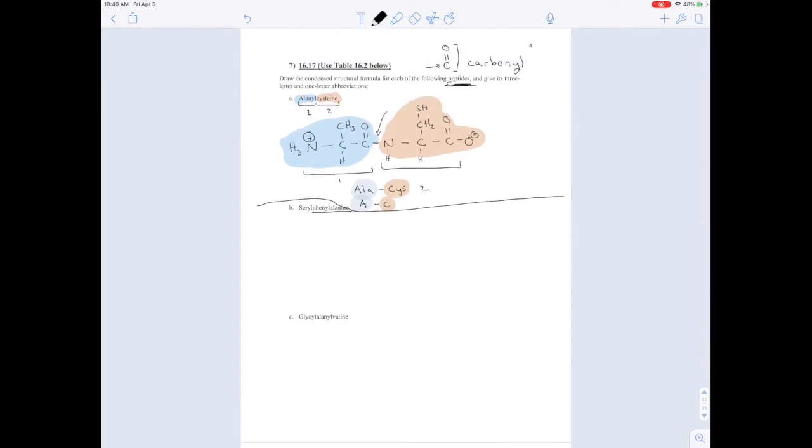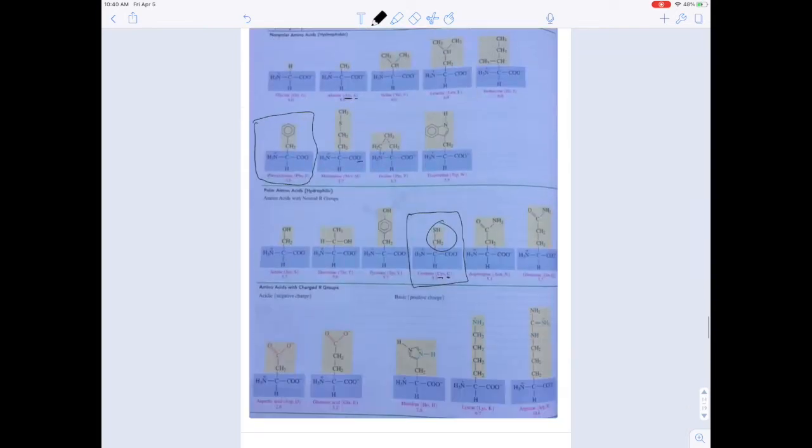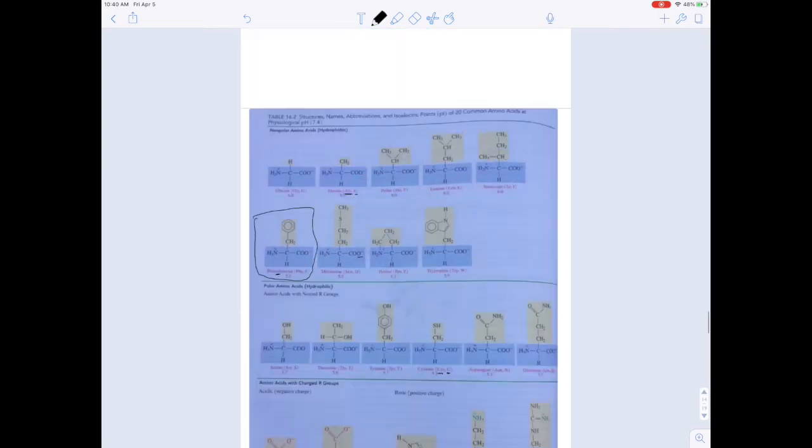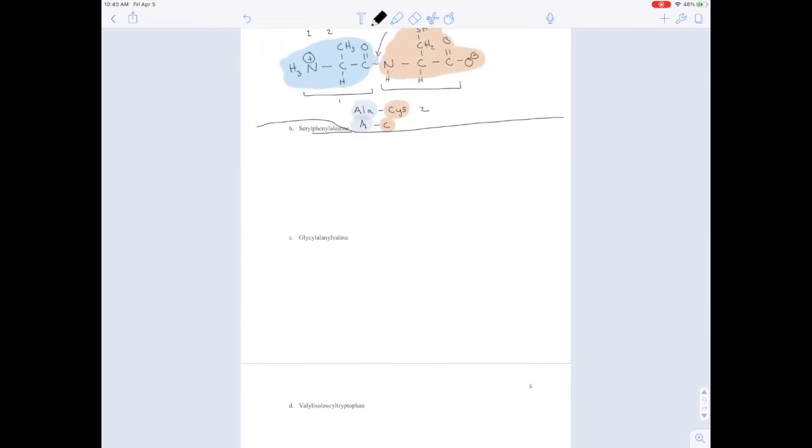Let's try to do it for seryl phenylalanine. Remember, the first thing you want to do is to figure out how many amino acids you have. Every time you run into a YL, it's the end of an amino acid except for phenylalanine. Phenylalanine is the one amino acid that has a YL in its name. So, this is seryl, there's a YL, the end of an amino acid, and here phenylalanine, that whole thing is 1 amino acid. So again, we're dealing with 2 amino acids.